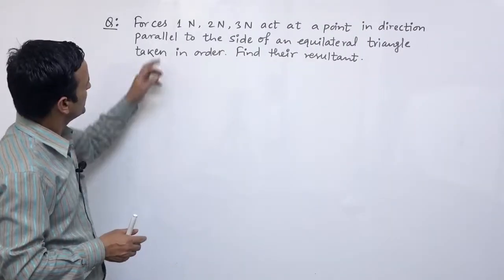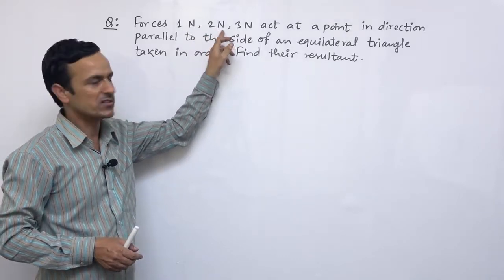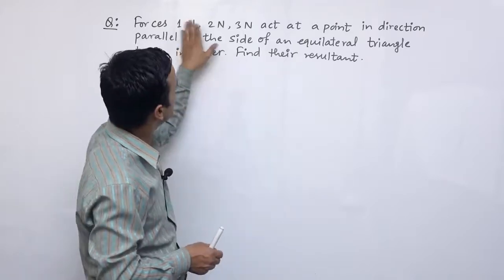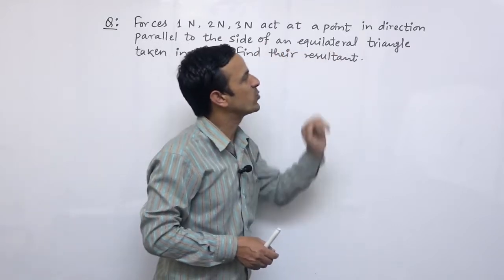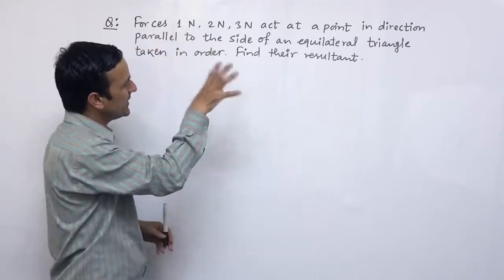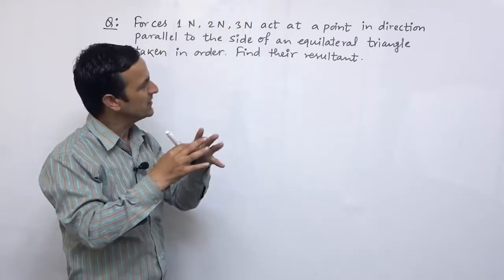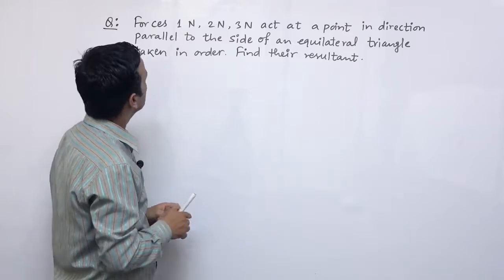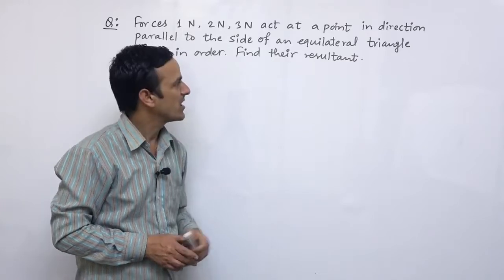So here we have this question: forces 1 Newton, 2 Newton and 3 Newton act at a point, in the direction parallel to the sides of the equilateral triangle, taken in order. Three forces act at a point, parallel to the sides of the triangle, which means with these three forces we can make an equilateral triangle, parallel to all sides. Find their resultant. Now we are going to find the resultant.